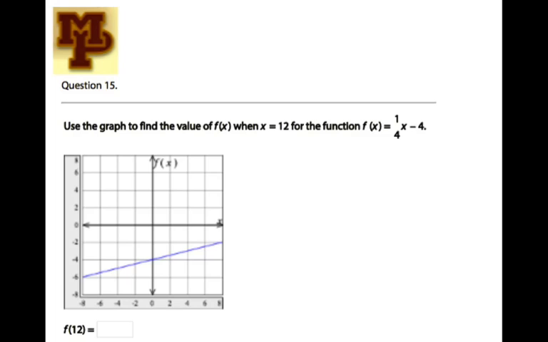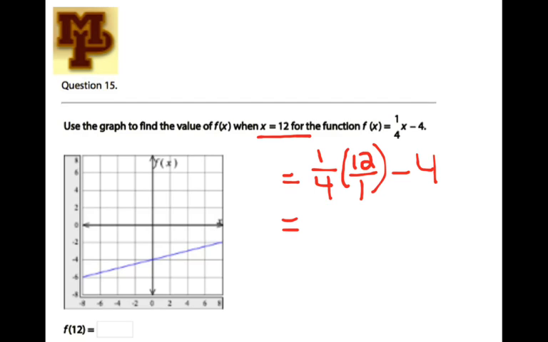Okay, we're looking at 15 now. So 15, this says to use the graph, but I honestly think it's easiest just to plug in the x value. So let's plug it in. We're going to have 1/4, and we're going to put a 12 in wherever there's an x, so there's a 12 there, and it's like 12 over 1 if you want to think of it that way. And then this would be 12 divided by 4, which is 3, so that's 3 minus 4, which is -1. So what we'd want to put in there is -1. I don't think the graph really helps too much on this one because it's way out here, and I just don't think it's very helpful. Okay.